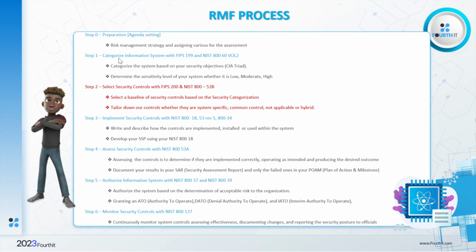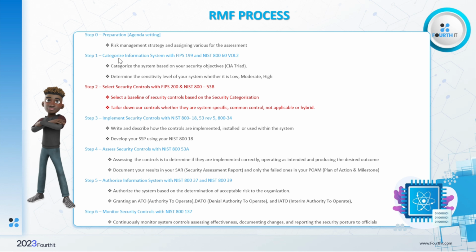Now, during step 0, we call it the preparation step or the agenda setting. During this stage, what we are doing is developing our risk management strategy. We are assigning various roles and responsibilities. Now, we use the NIST 800-37 as a guide to be able to do this. And we can also use the NIST 800-30 to be able to do this.